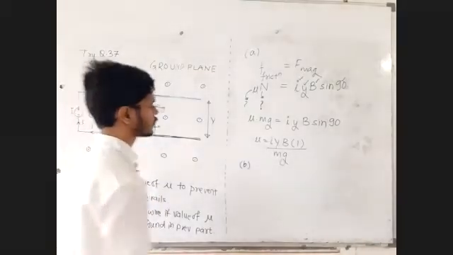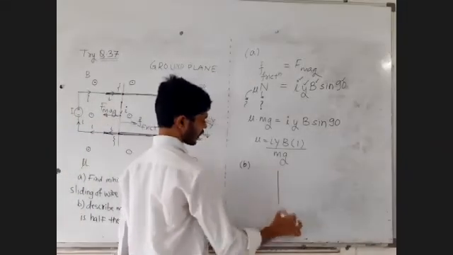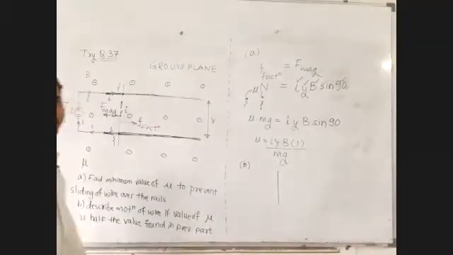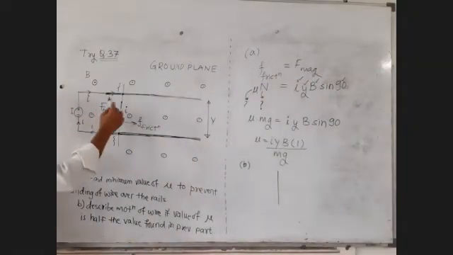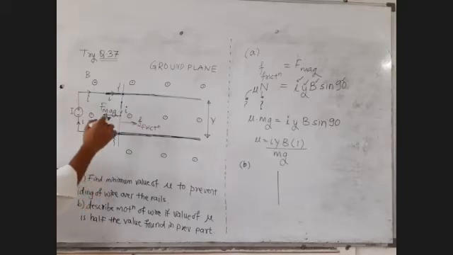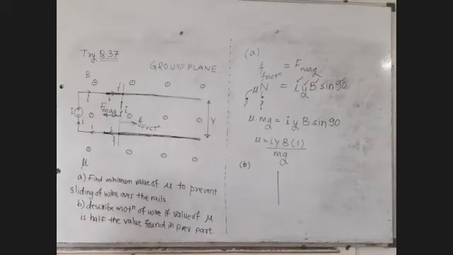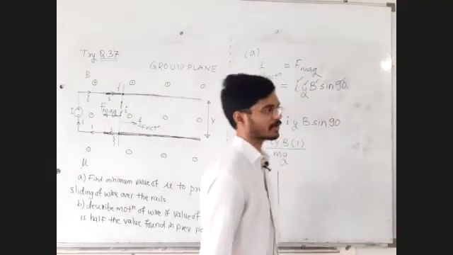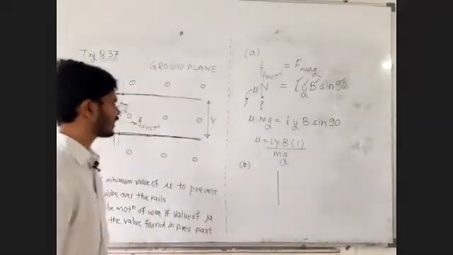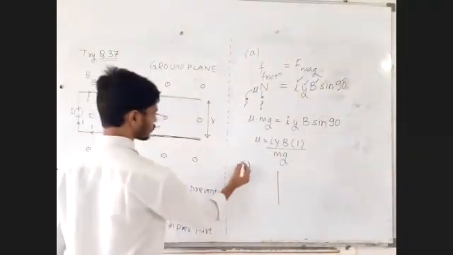What will happen? Let's draw it. This will be the wire. Mg and normal reaction are always balanced. Mg is vertically downward, and normal reaction is vertically upward. That is already balanced. So there is no need to consider those forces because they are balanced forces. Balanced forces will not cause any kind of acceleration in the wire.